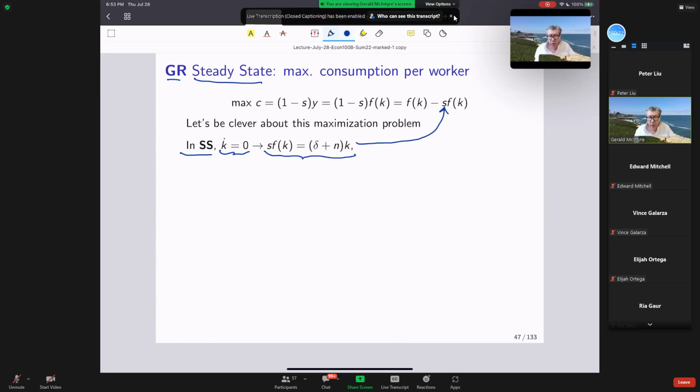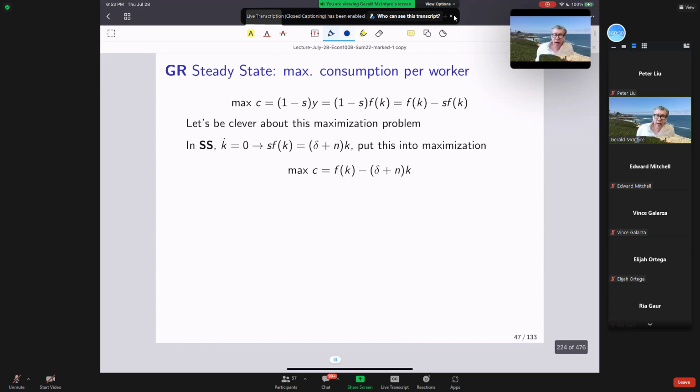So we'll replace S times F of K with delta plus N times K. And when we do that, we're now maximizing this function, maximizing consumption over the variable K. And notice K is in here, and K is in here, and nowhere else. That's an easy maximization problem. If I do this maximization, and you should recall what maximization means, the derivative is typically set equal to 0, and then we check the second order conditions. We'll presume the second order conditions hold, and they do.